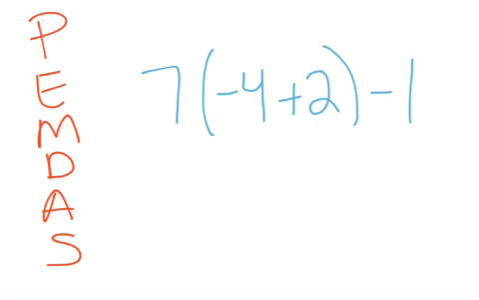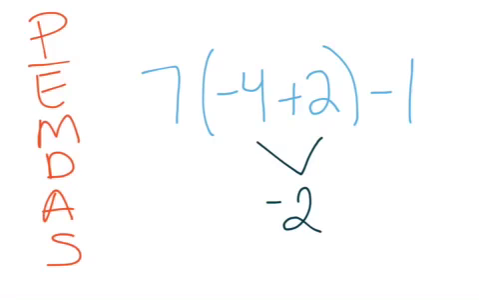Alright, now back to the serious stuff. Let's say we have this problem. To know what to do first, let's go to our PEMDAS word. First, P is for parentheses. Do we have parentheses? Yes, so we have to figure out the solution here first. -4 plus 2. We have different signs, so we know we subtract our numbers and take the sign of the bigger number. So that's -2.